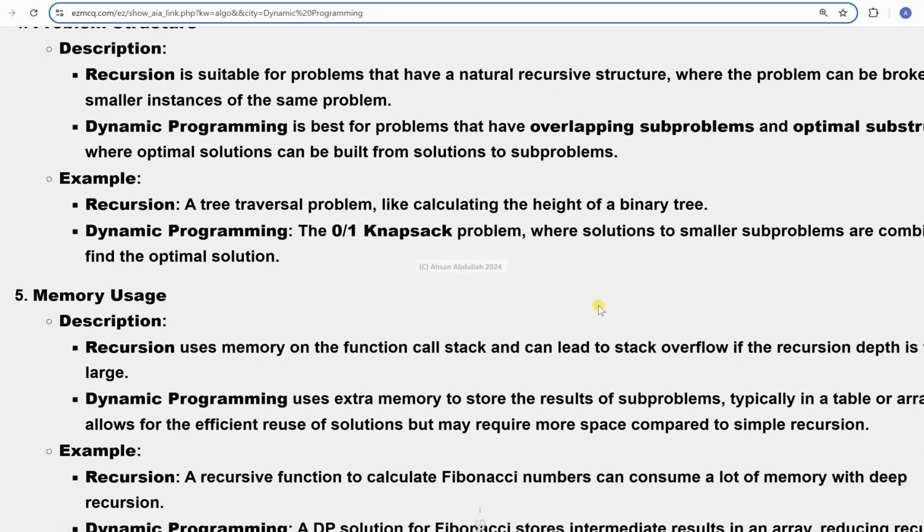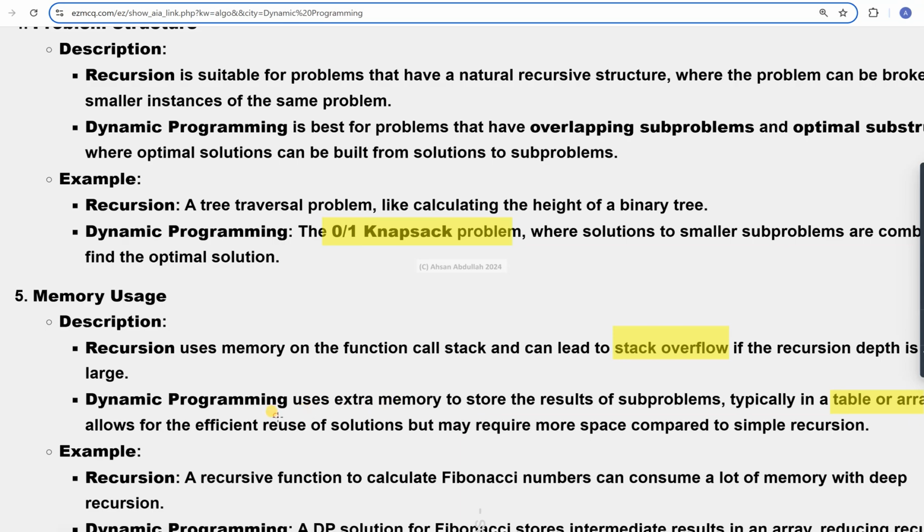Now let's look at some more. Recursion suits problems like tree traversal, and dynamic programming suits problems like the 0/1 knapsack problem. Now memory usage: recursion uses memory on the function call stack and can lead to stack overflow when more memory is required than is available. But in dynamic programming, extra memory is used to store the results of subproblems in a table or an array. That allows efficient reuse of the solutions but may require more space compared to simple recursion. But how much more space depends upon how deep the recursive calls are.